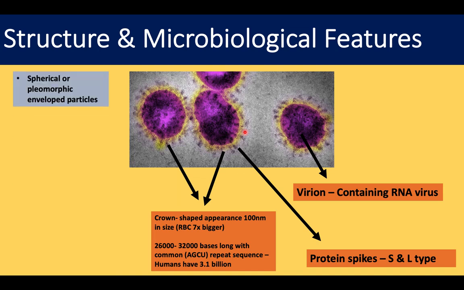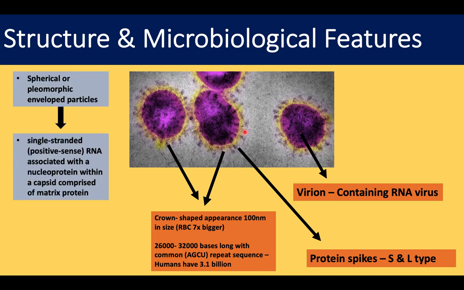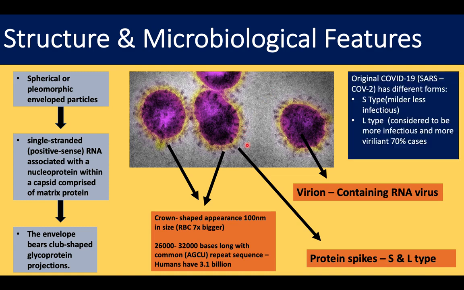They have a spherical and pleomorphic enveloped particle, usually containing single-stranded RNA associated with nucleoprotein within a capsid comprised of matrix protein, and the envelope usually bears club-shaped glycoprotein projections known as the protein spikes. The protein spikes have two different forms: S-type, which is milder and less infectious, and L-type, which is considered more infectious and more virulent. A Chinese scientist, as of the 5th of March, had said most of the cases reported in China have been found with the protein spikes being the L-type, hence why the cases in China are much higher than anywhere else in the world, especially in Wuhan.